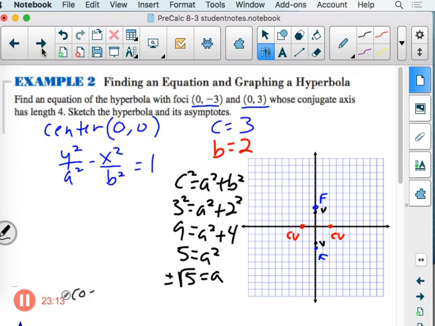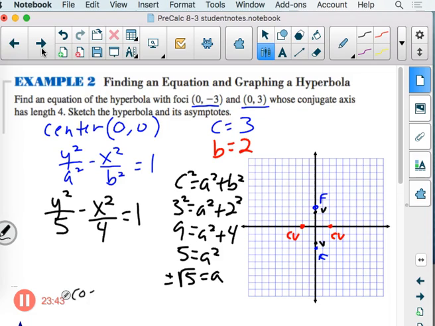Well, let's see if we have enough to at least write it, because it said find an equation. That was the first thing we were supposed to do. Do we know A squared? That was 5. Just did that. Minus x squared over, we know B squared. We actually just did that too when we were going through and doing this math to figure out what A is. And then it says sketch the hyperbola and its asymptote. So we had everything we needed to write the equation.